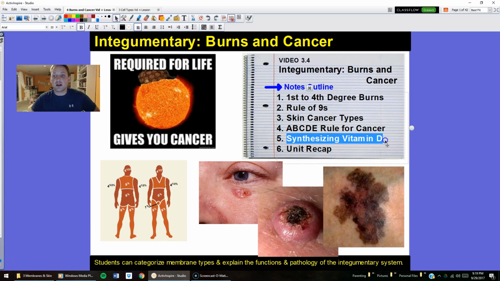So we've talked generally about it, but now we're going to get into some nitty-gritty details, and we'll connect some other organ systems to that process. And then we'll kind of recap the unit.